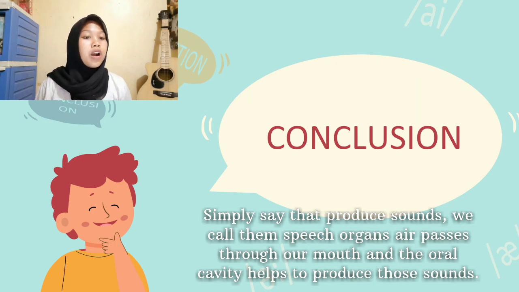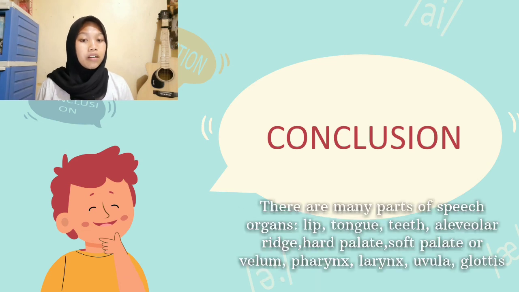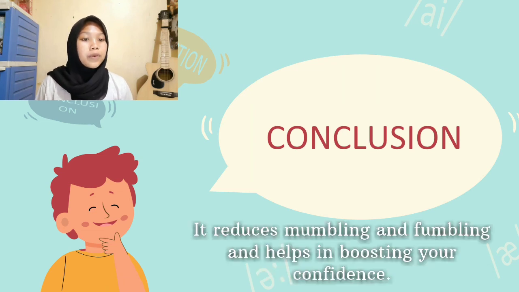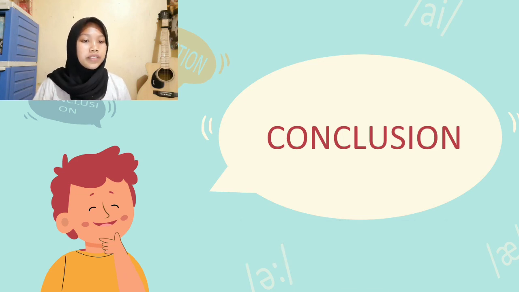Air passes through our mouth and the oral cavity helps to produce those sounds. There are many parts of the speech organs: lip, tongue, teeth, alveolar ridge, hard palate, soft palate or velum, pharynx and larynx, uvula, and glottis. Phonetics helps you in decoding words and pronouncing them correctly. It reduces mumbling and fumbling and helps in boosting your confidence.